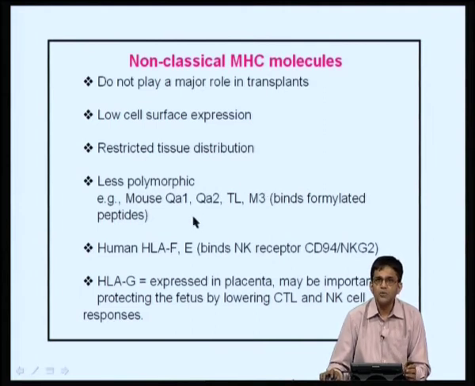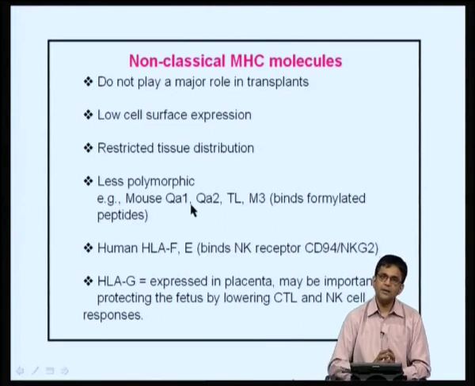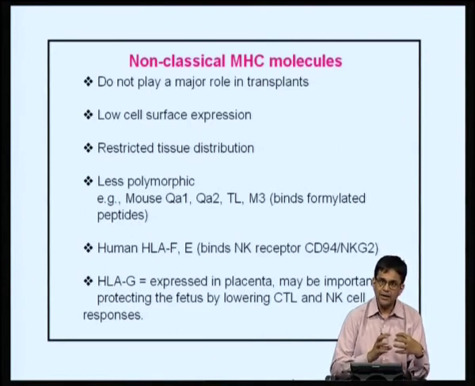So, for example, in mouse you have QA, QA1, QA2, and some of these bind to NK receptors. And the thing that one needs to understand is that the NK receptors also recognize MHC molecules, and in case the NK receptor sees the MHC molecules, that inhibits their lysis. However, if the MHC molecule is not present, then it will go ahead and kill.